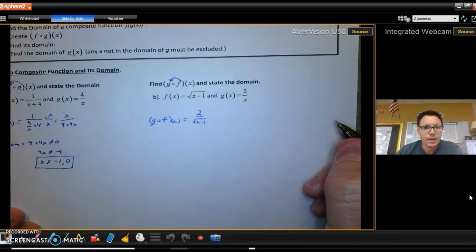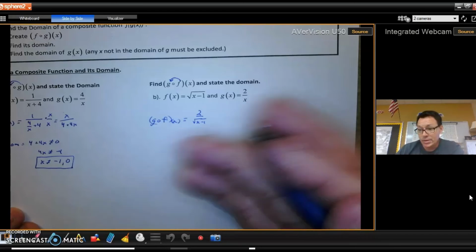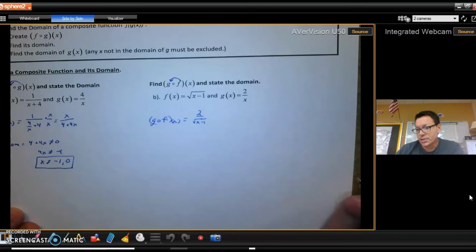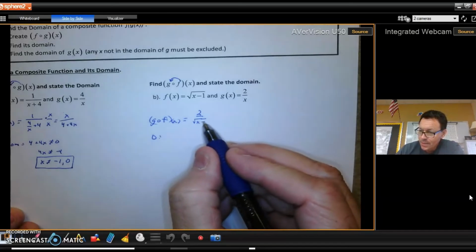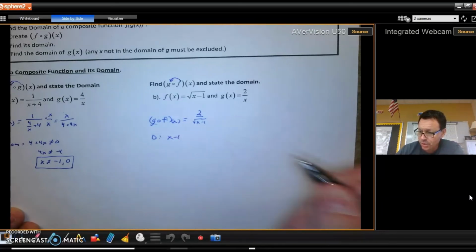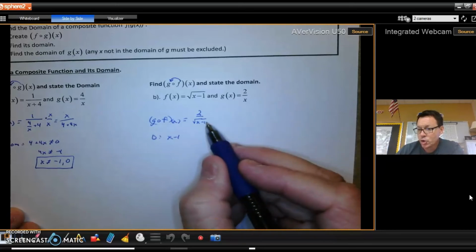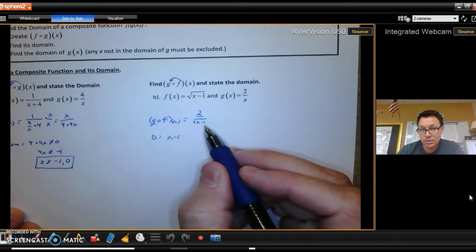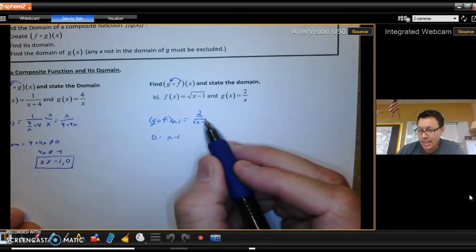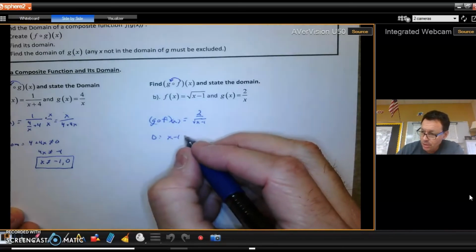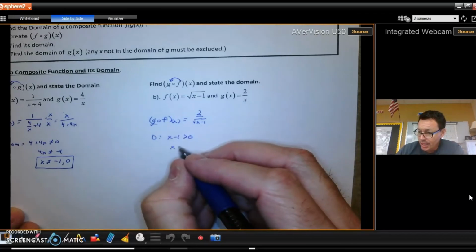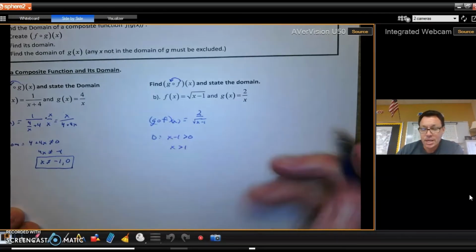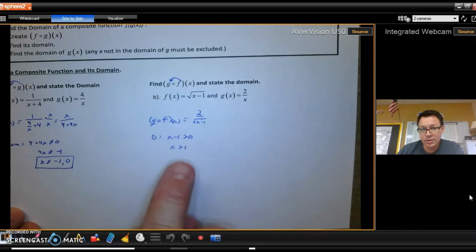All right, so that's our answer. That's our composite function, but now we need to find the domain of that composite function. Well, the domain is going to be such that this expression, x minus 1, has to be greater than 0. Because we're in the denominator, we need to get rid of the or equal to option, so greater than 0. So we're going to move the 1 over, and we're going to get x greater than 1. That's our domain. X can be any number in the world bigger than 1.